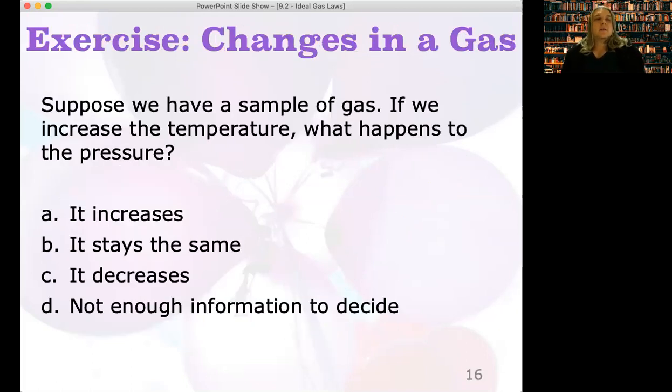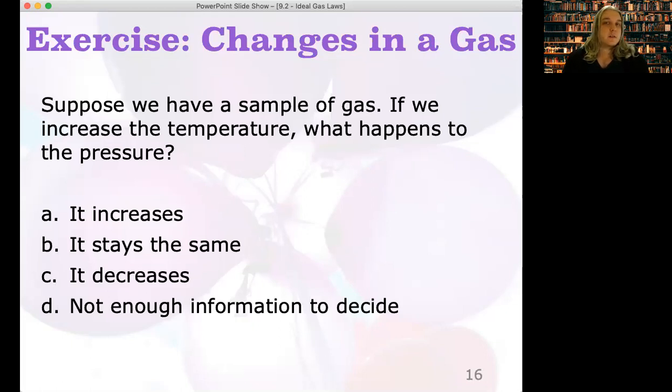So a quick little exercise. Suppose we have a sample of gas. If we increase the temperature, what happens to the pressure? Take a moment to think about this exercise. Pause the video if you need to, and then we'll discuss on the next slide. The 4 options are: it increases, it stays the same, it decreases, or not enough information to decide. So what happens to the pressure if we increase the temperature?